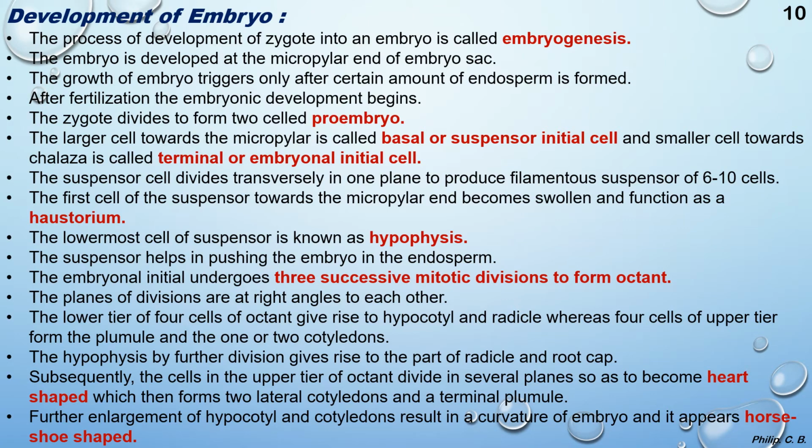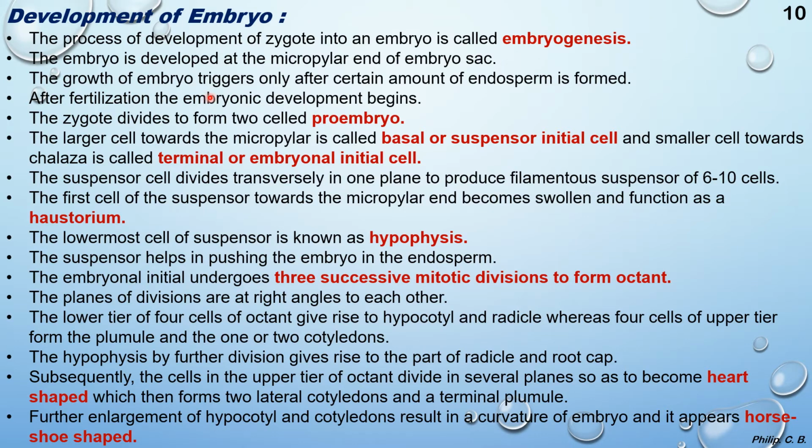Coming to the next part, that is development of embryo. Now, the process of development of zygote into an embryo is called embryogenesis. As we know, after the fertilization, that is syngamy, fusion of male and female gamete, zygote is formed. Now, this zygote further forms the embryo. The embryo formation is called as embryogenesis. Next point, the embryo is developed at the micropylar end of the embryo sac. So you can identify the embryo which is present at the micropylar end.